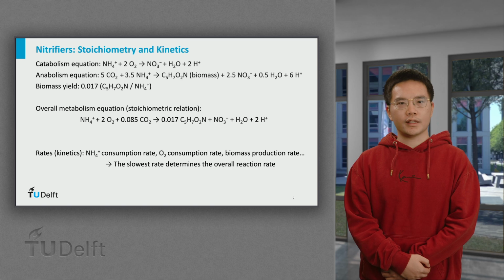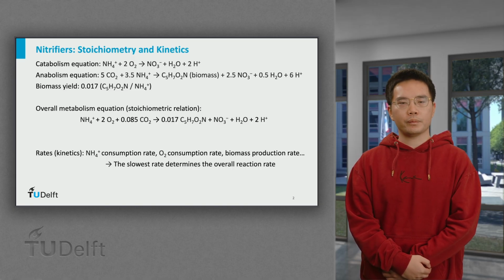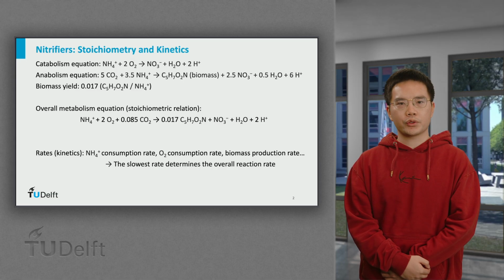Next, we want to understand kinetics, or how fast this reaction occurs. Each substrate has its own consumption rate, but they are not independent. The slowest rate becomes the limiting rate, the bottleneck that determines the maximum volumetric capacity of the reactor. And that capacity determines how large the reactor needs to be, which directly affects the investment cost.